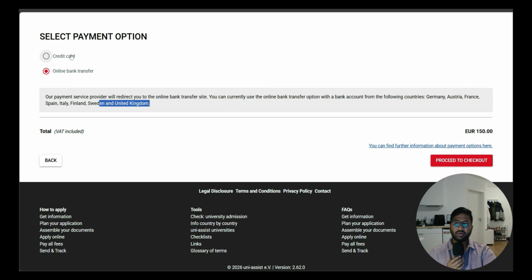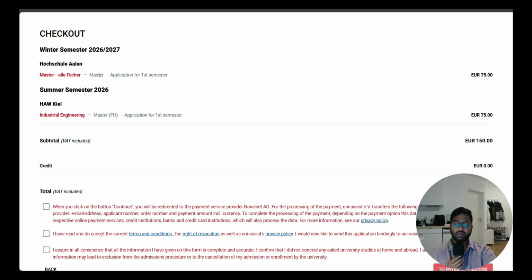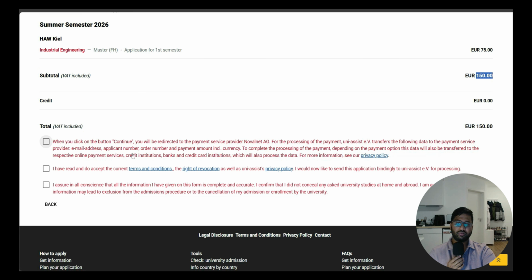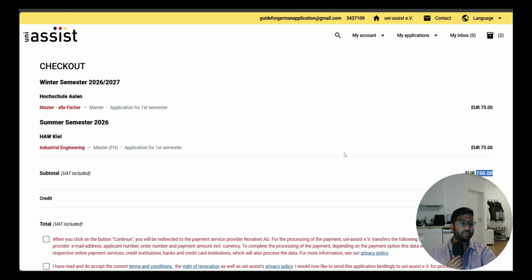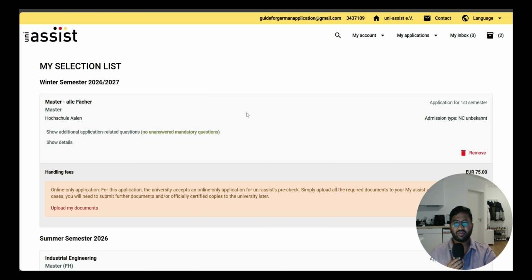Then you can click on credit card, proceed to checkout, then fill in everything, and check whatever things you are filling in. I have selected Kiel for Summer and Aalen, so that's the reason it is costing 150 euros. If you are ready to pay, then click continue to payment process. Then your application will be submitted, and after 4 weeks you will get your VPD also.